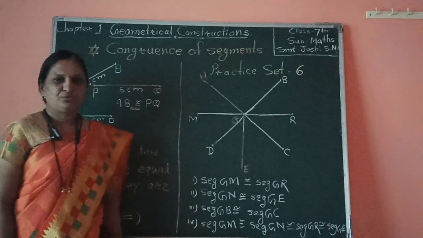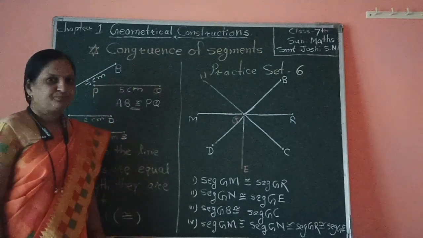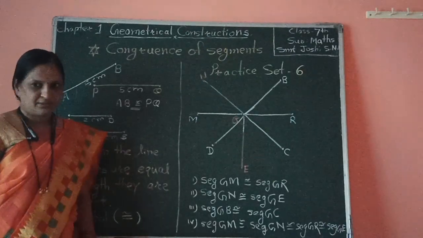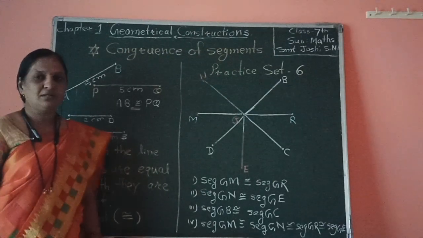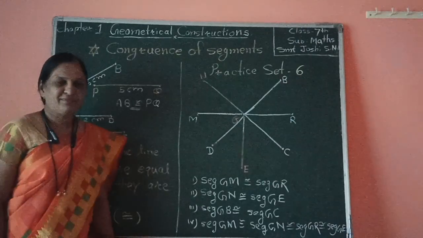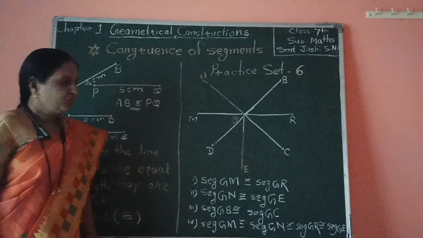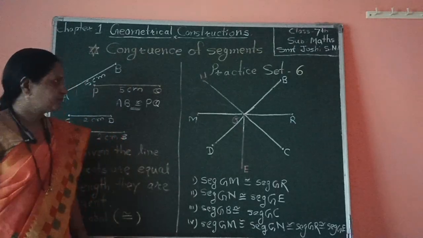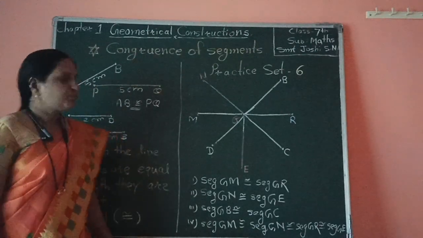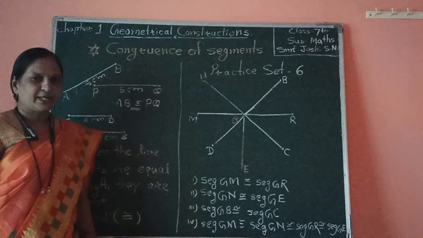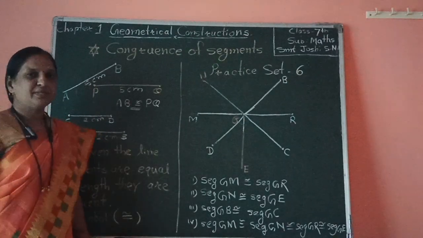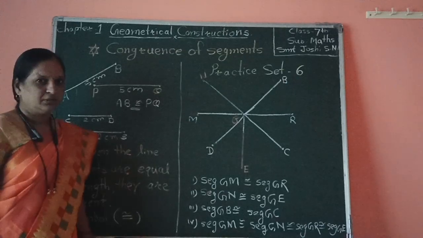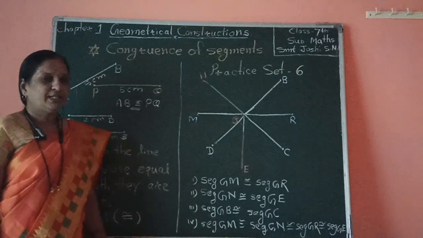Good afternoon, students. Today we are going to learn the next point, that is congruence of segments, in the first chapter, geometrical constructions. In the previous videos we have learned construction of triangles. Next point, congruence of segments. Congruence means एकरूपता and segments means रेषाखंड. रेषाखंडाची एकरूपता.